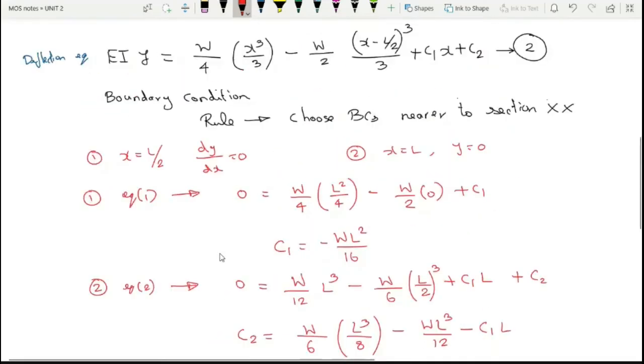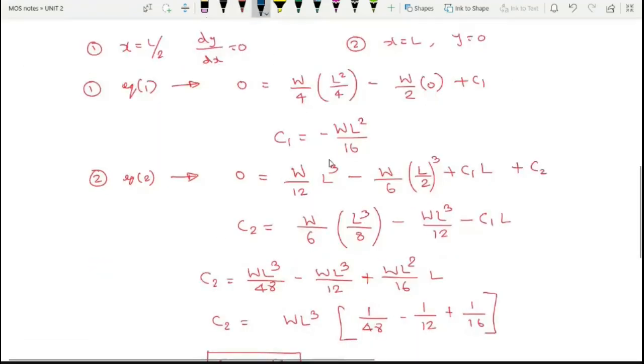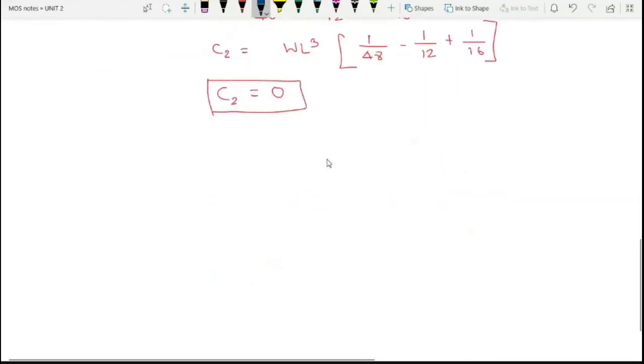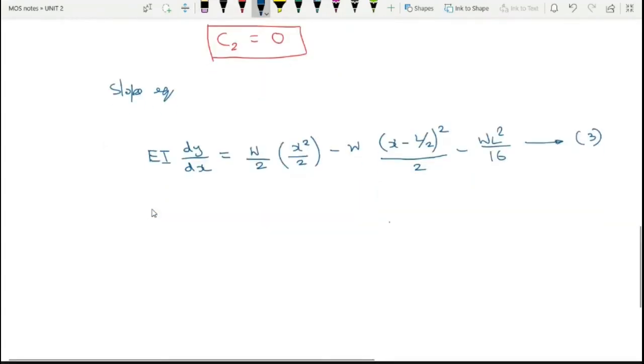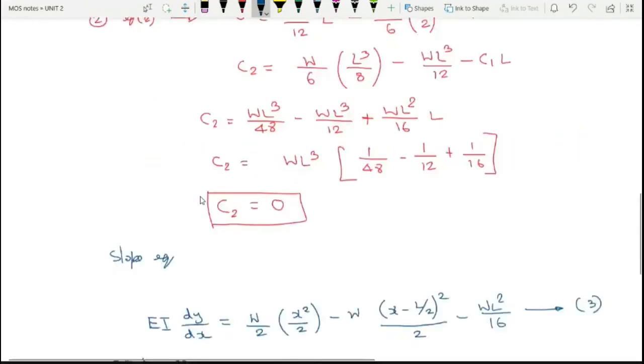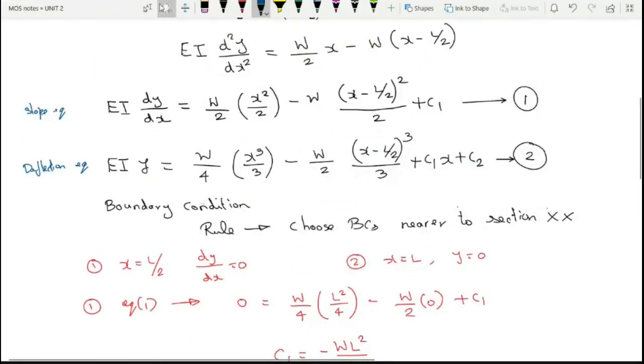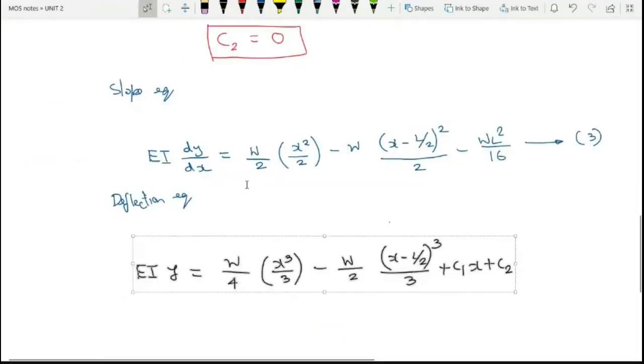Now let me write my final slope equation: minus WL square by 16. I will call this equation 3. Next, let me write down my deflection equation. So my equation is this one. This entire term will be my deflection equation.